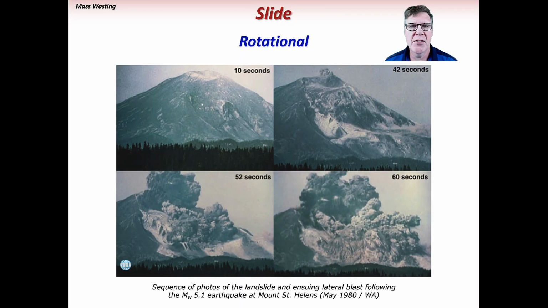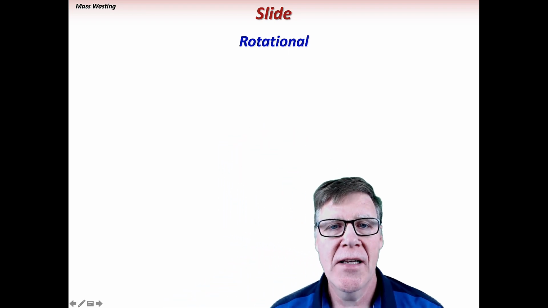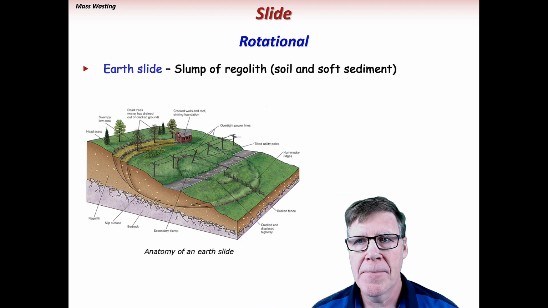The infamous initial lateral blast of the 1980 eruption of Mount St. Helens was triggered by a landslide collapse of the upper part of the stratovolcano. Earthslides involve the slump of regolith, which is the combination of soil and soft sediment.